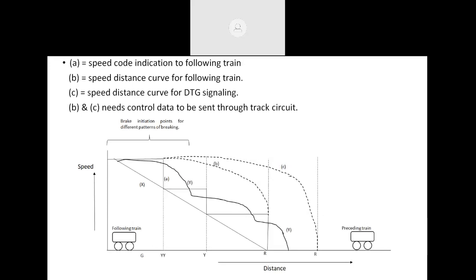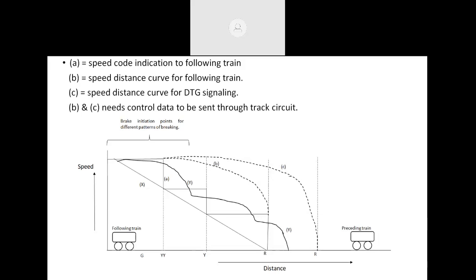Okay. Now this is the diagram. Of course, I have made another diagram, but it doesn't matter. I can make do with this. So in this diagram, many curves are shown, which indicate the development of the train control.